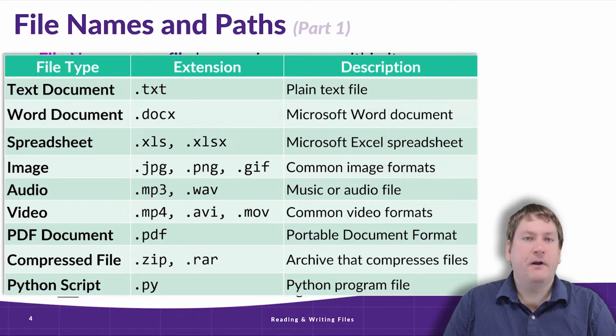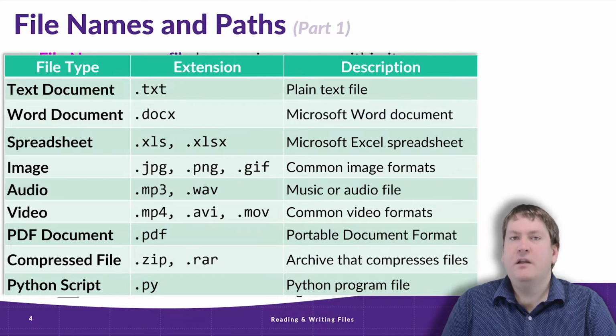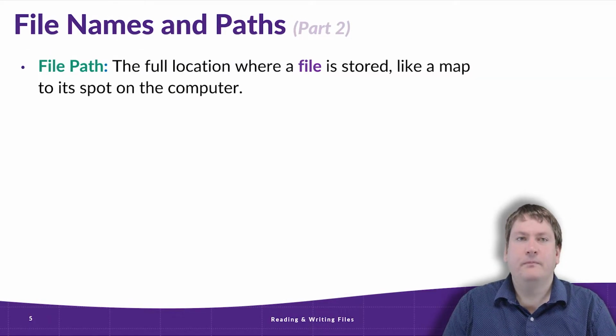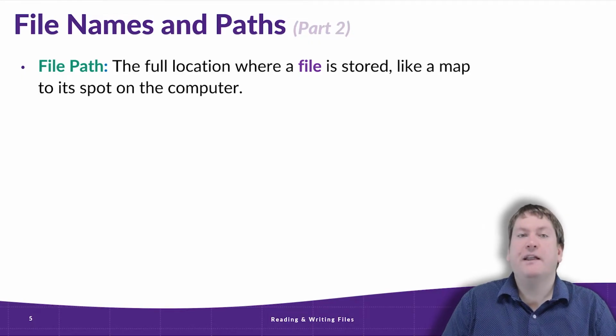So I have a list here of some common file extensions. Some of them you may be familiar with, like docx for a Word document, or image files like .png or .jpg. But again, these just are useful labels that we put in files to give us a hint at what's in them. Having one or not having one or having the incorrect one doesn't mean that it's suddenly a different type of file. The next concept we need to discuss are file paths. And the idea here is that this is the full location to where the file is stored on your hard drive. It's sort of like a map to a specific spot or file on your computer.